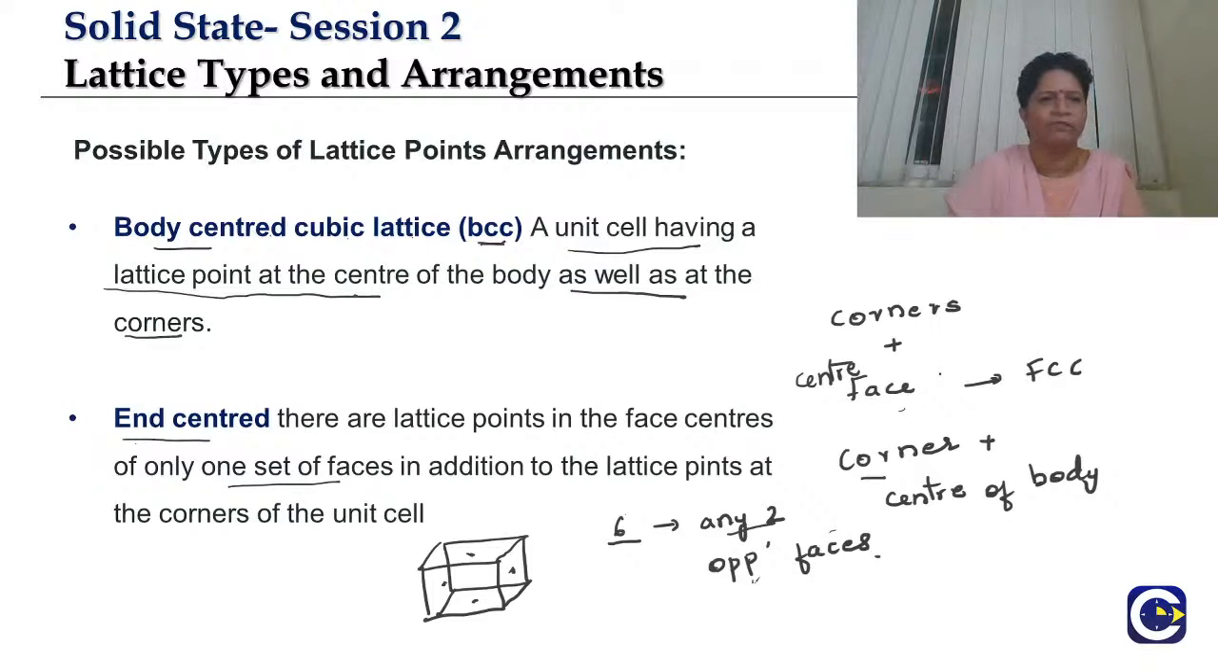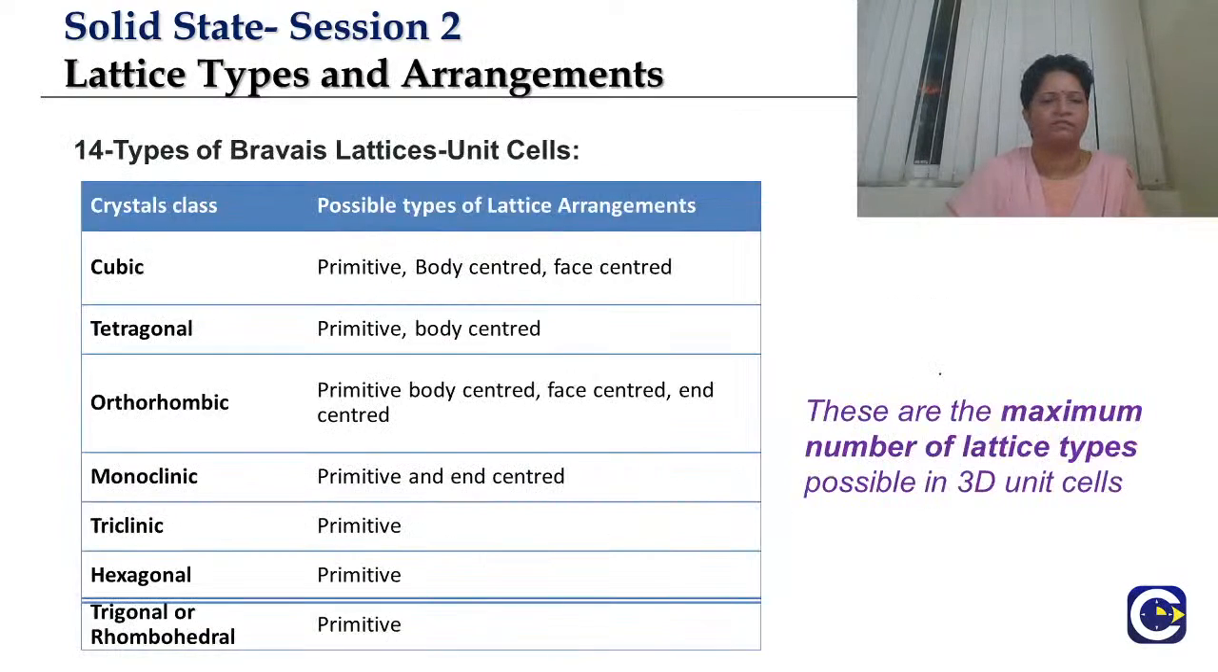So the different types of simple crystal systems that we have are primitive, wherein the lattice points are present at the corners; face centered, along with the corners at the center of the faces; body centered, corners along with the center of the body; and end centered, along with the corners at two opposite faces. Now each crystal system that we have seen, the 7, further has different arrangements like primitive, body centered and face centered.